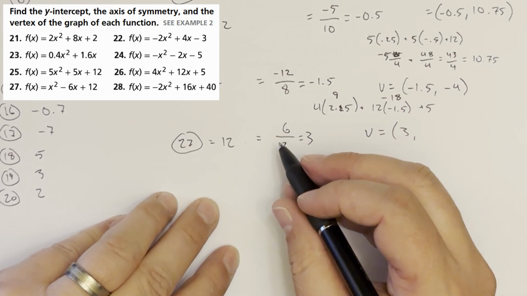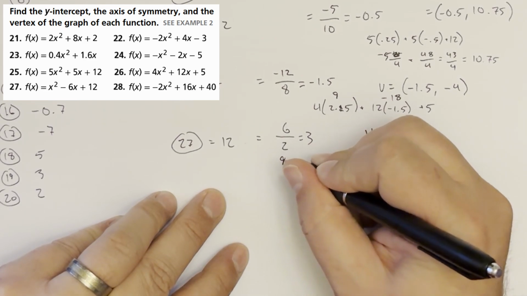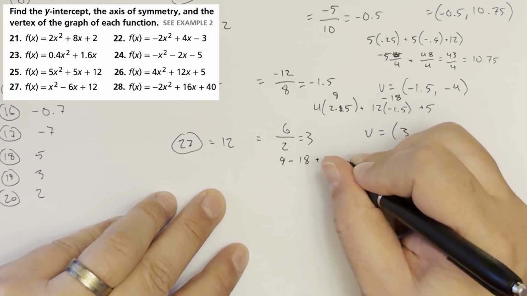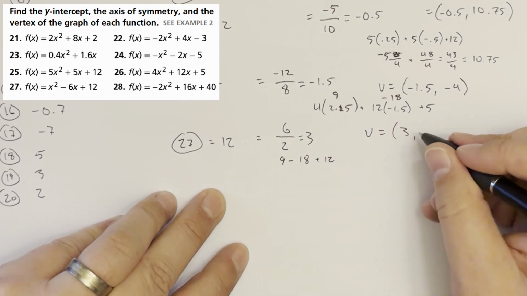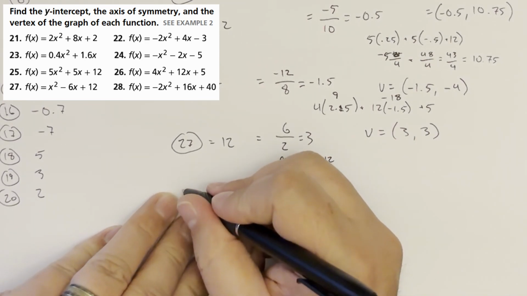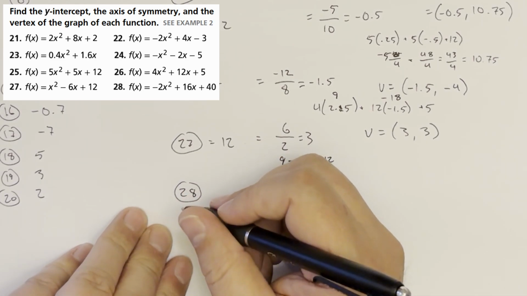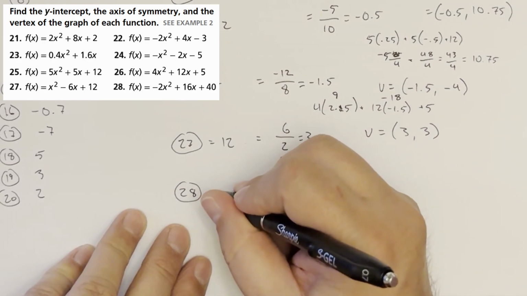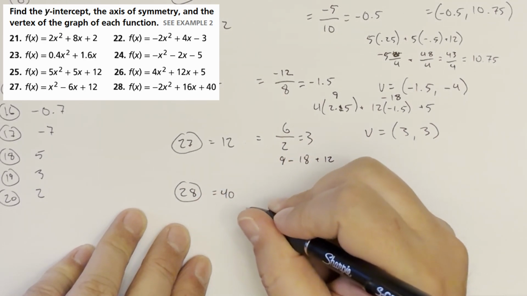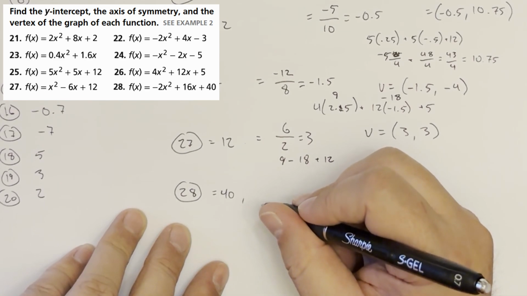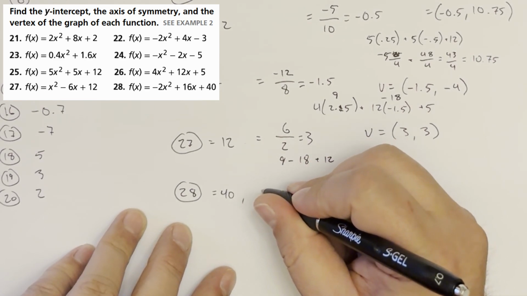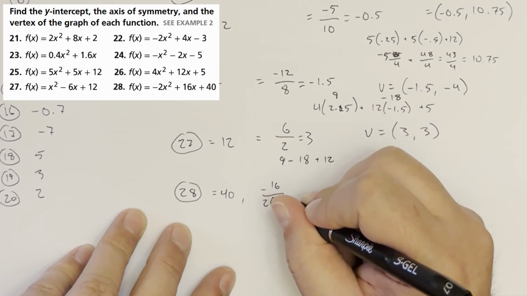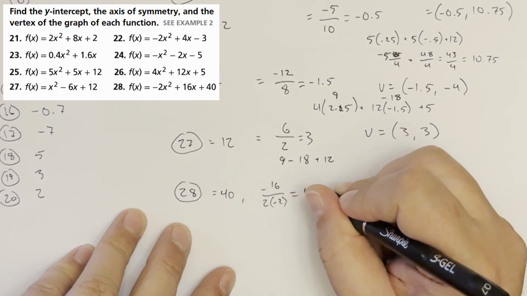So 3 squared is 9. 3 times negative 6 is minus 18, and then plus 12. So we have positive 21 and minus 18 is positive 3. Last one of this grouping, y-intercept of 40. We're going to do some bigger numbers this time, right? Negative 16 over, so negative b is negative 16 over 2 times negative 2, which is negative 4. Negative 16 divided by negative 4 is 4.